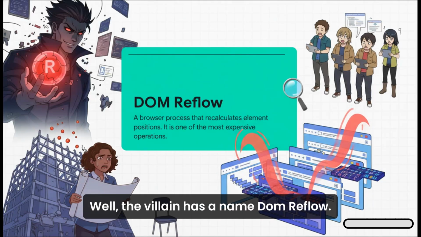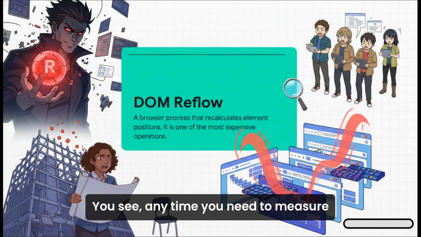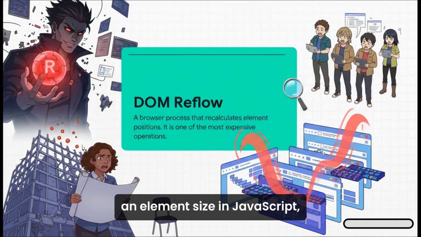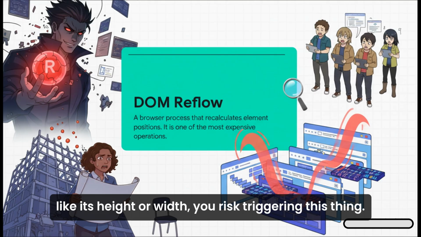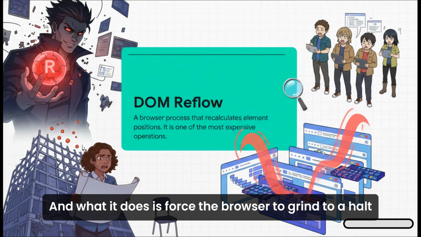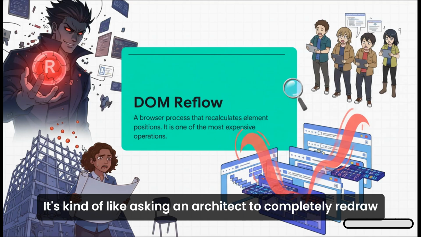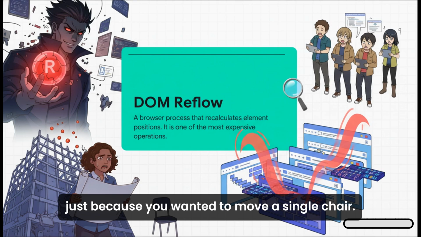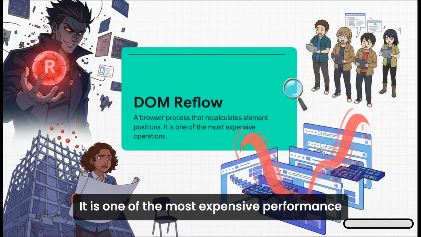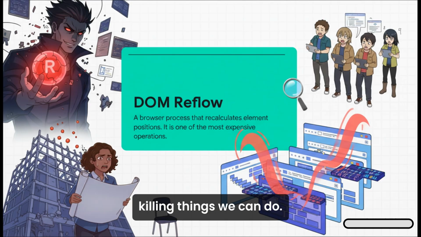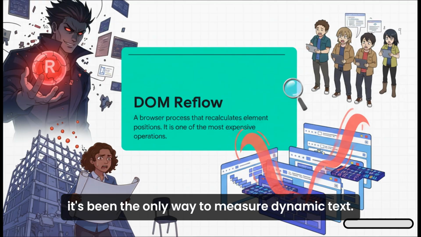Well, the villain has a name: DOM reflow. You see, anytime you need to measure an element's size in JavaScript, like its height or width, you risk triggering this thing. And what it does is force the browser to grind to a halt and recalculate the position of everything on the page. It's kind of like asking an architect to completely redraw the entire building's blueprint just because you wanted to move a single chair. It is one of the most expensive, performance-killing things we can do, and for a long, long time it's been the only way to measure dynamic text.